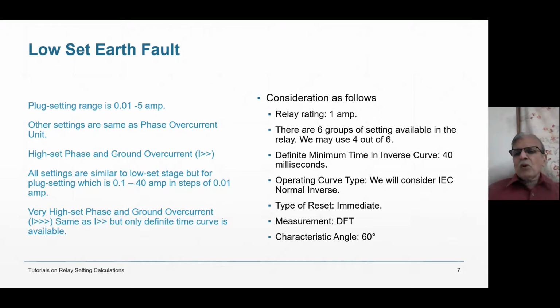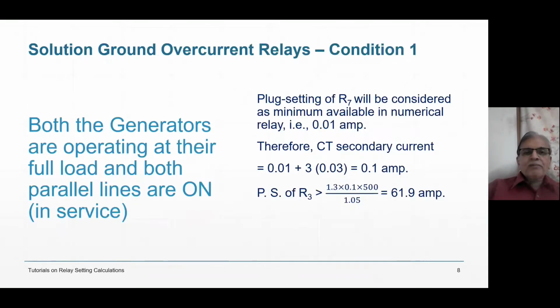Definite minimum time for the inverse curve, we take 40 milliseconds. There are many curves, but right now we will consider only one curve, IEC normal inverse. Type of reset is immediate. Measurement will go for DFT. Characteristic angle we will take 60 degrees. So this is all we will take for the given example.